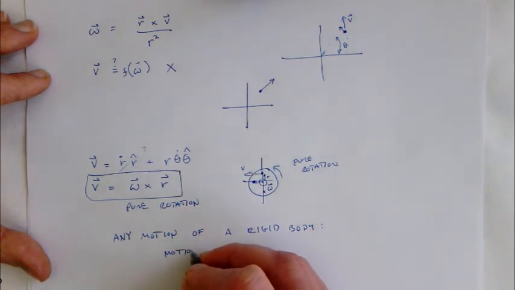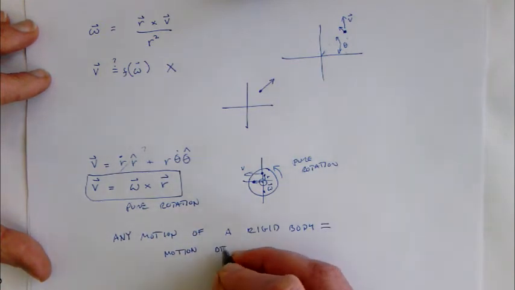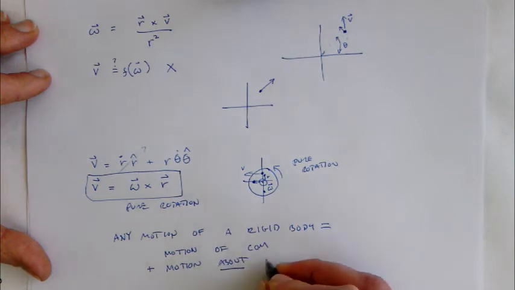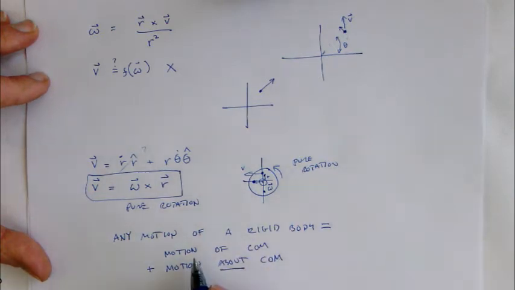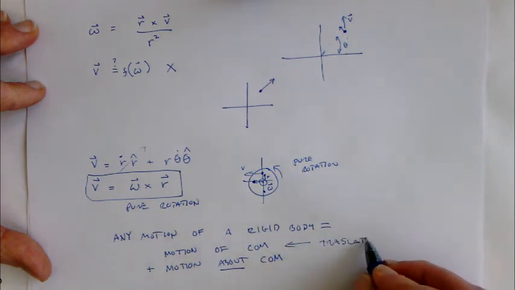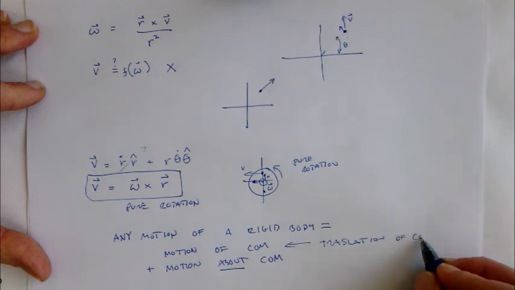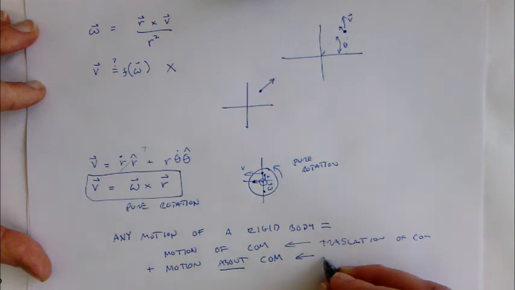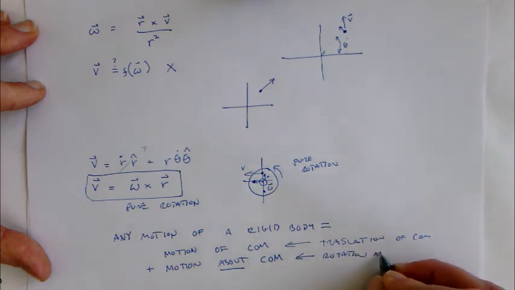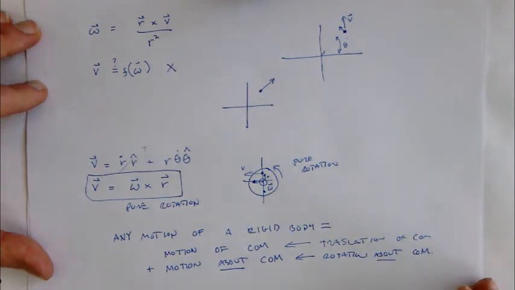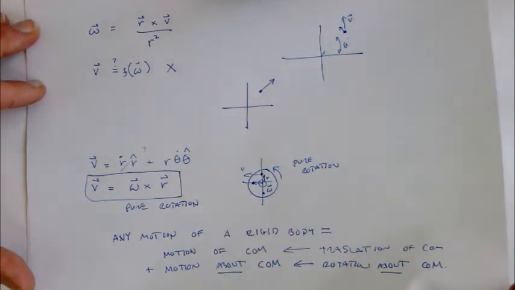The motion of the center of mass plus the motion about the center of mass. In other words, the first part has to do with how the center of mass is translating, and the second part has to do with how the object is rotating about the center of mass. So let me give you an example of that, and let's see how that then plays out mathematically.